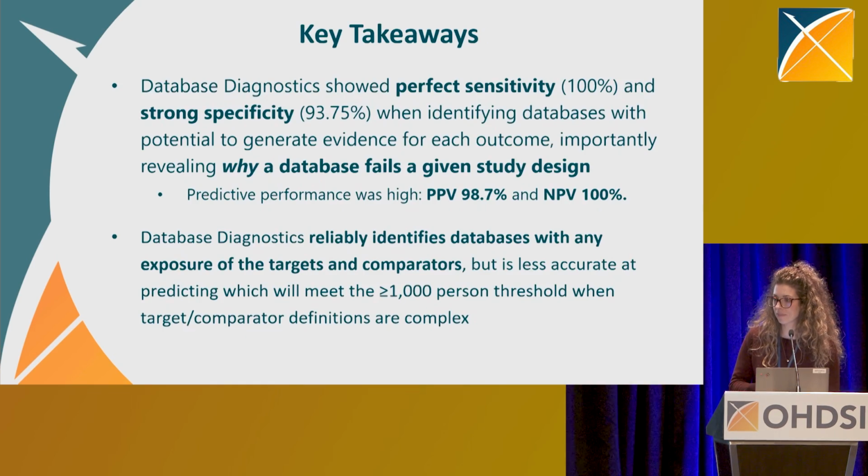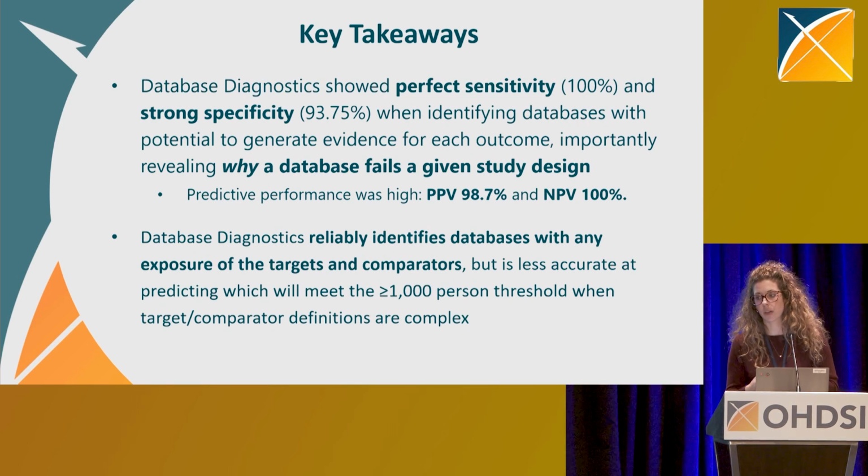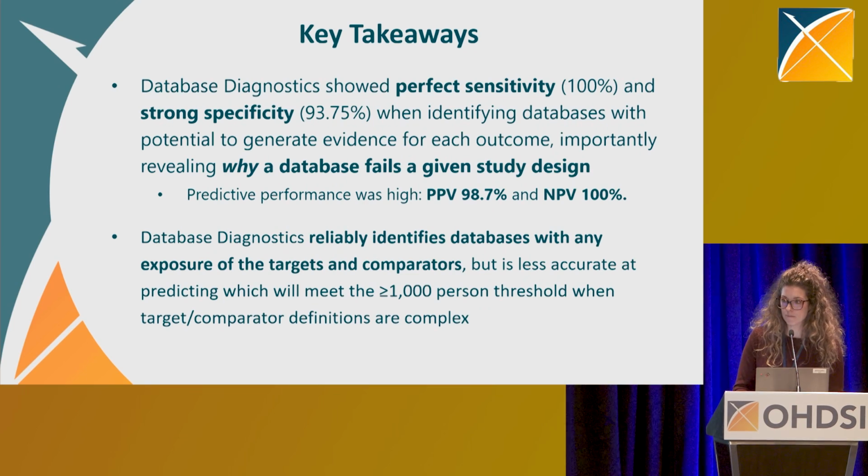Next slide. So just for a couple key takeaways, what we found in this validation work is that database diagnostics showed perfect sensitivity and strong specificity when identifying databases with potential to generate evidence for each outcome, importantly identifying why a database fails a given study design. And in relation to the targets and comparators, it reliably identified databases with any exposure, but was less accurate at meeting that 1,000 person threshold when those definitions are complex.